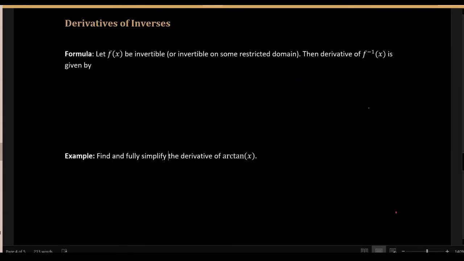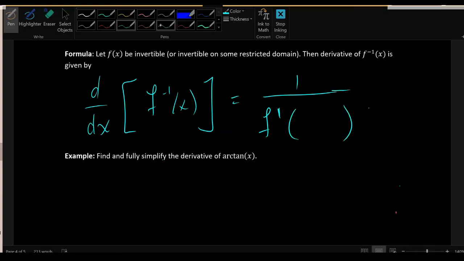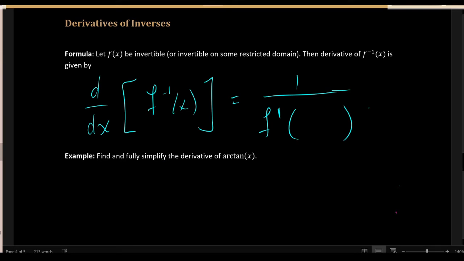So let's give the formula for the derivative of f inverse of x. If you want the derivative of f inverse of x, you find, as expected, a reciprocal: 1 over the derivative of the original function. But here's the hitch. In order to get the correct value, what do we have to plug in to the derivative function? We have to plug in f inverse of x.